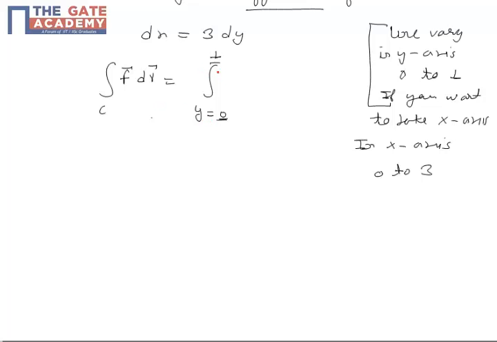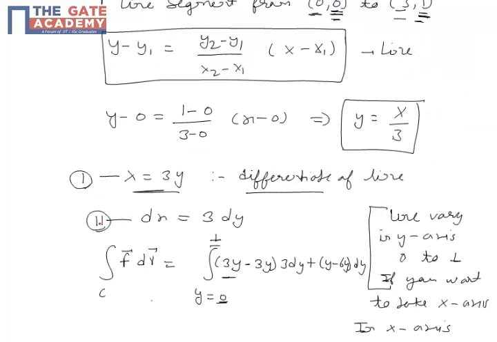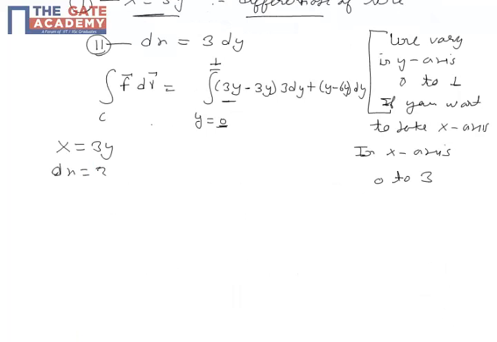What is the F value? F is (3y − 3y)... the integral of (3y − 6y) times 3 dy plus (y − 6y) dy. Why am I writing x = 3y? This is your first equation and this is your second equation. I put x = 3y and dx = 3 dy in this equation. Now if you solve it, what will happen?